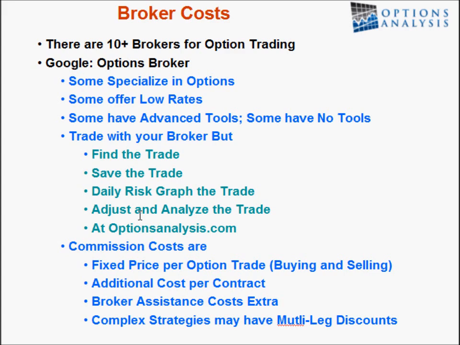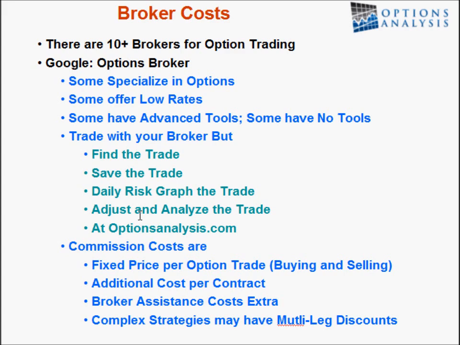So one way to work with a low-rate broker is to use our website, optionsanalysis.com, to find and save the trade and adjust the trade, but do the trading with the broker. The commission cost you will discover when you trade a call option: there is a fixed price per option trade, both when you buy it and when you sell it.